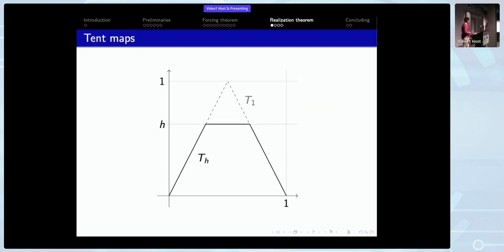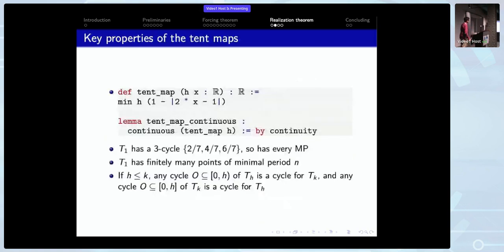So hopefully it's fairly clear what the definition of the map T_h is, but just to lay it out clearly, I've basically got the triangle here, which is 2x for x below half, and then the reflection of that, and I just truncate it. Sometimes these are called truncated tent maps, but also it just looks like a tent. There's the formal definition, and to prove it's continuous, it's just 2 lines of Lean. I write by continuity, and I'm happy.